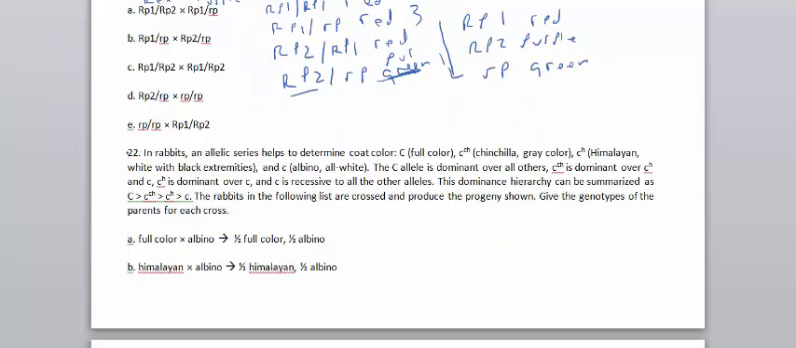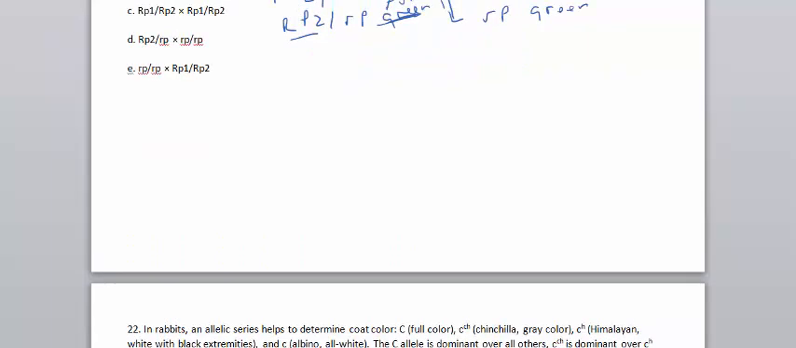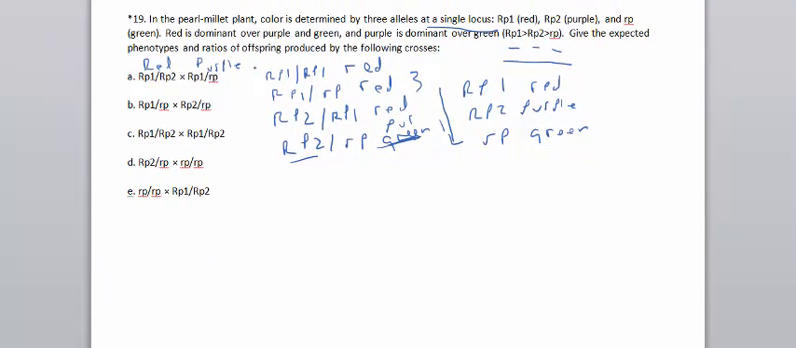Alright, so then all these other ones will be pretty much the same. So if we look at B, now we got RP1. Well, first of all, we just put in all the parents. That makes life easy. So RP1 is dominant, so that's red. RP2 is dominant, so that's purple. RP1 is dominant, that's red. RP1 is dominant, that's red. RP2 is dominant, that's purple.